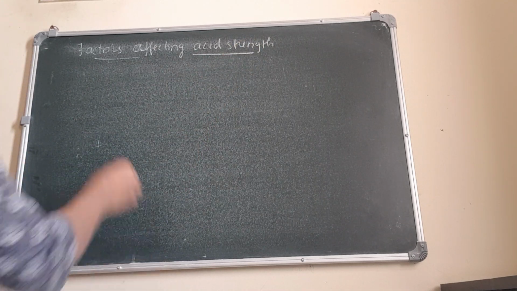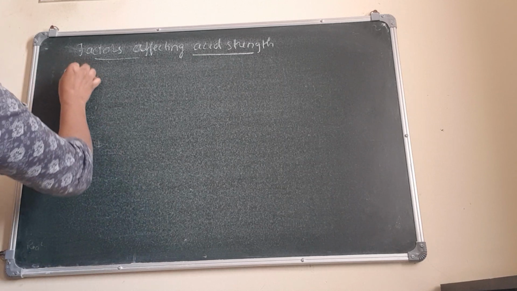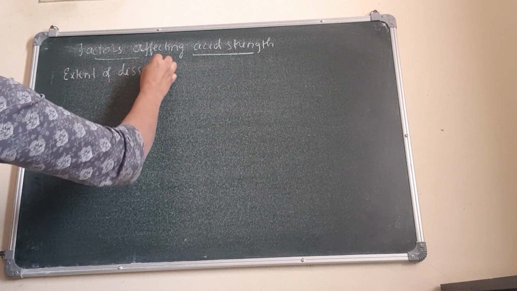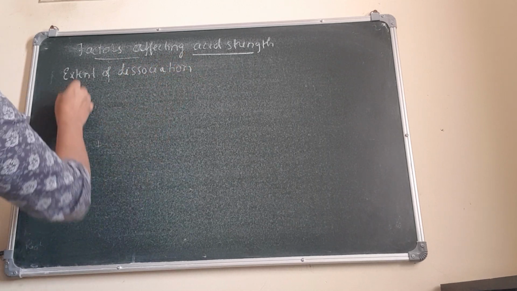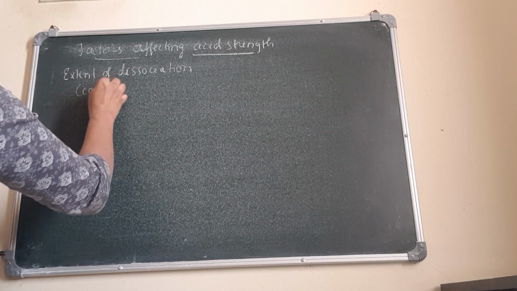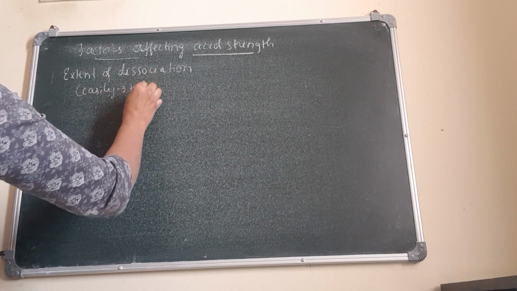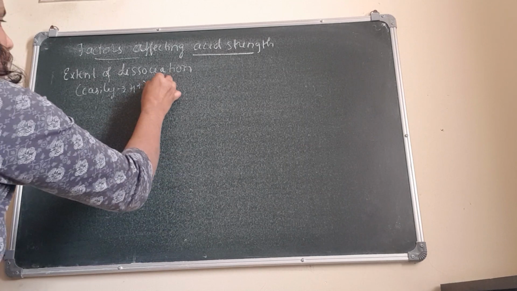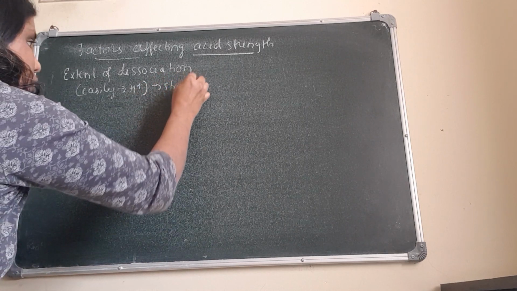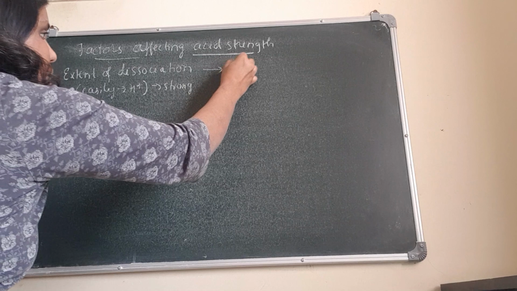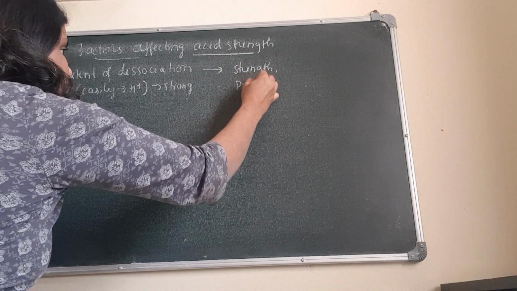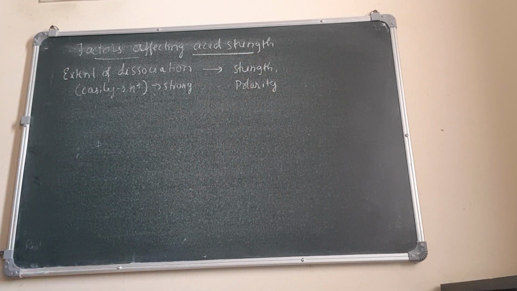The deciding factor is the extent of dissociation: how easily it can dissociate to give you H plus ions. If there is an acid which very easily loses H plus, or gives a proton, then it means it's a stronger acid. The easier it is, the stronger it is. And what are the two factors? It depends on bond strength and polarity. Let us see how these two things are related.